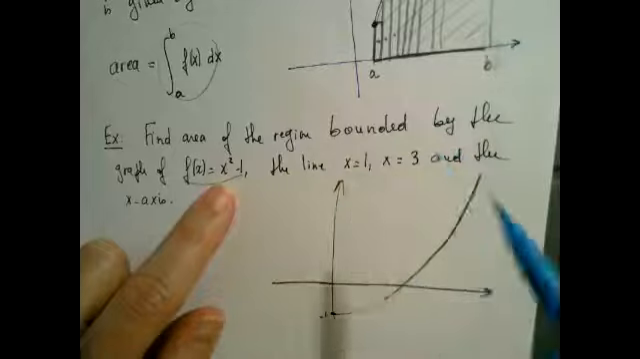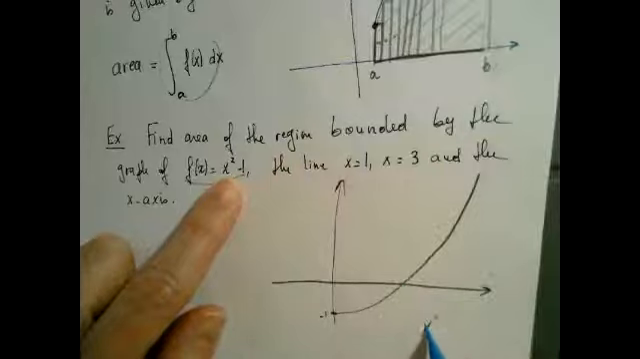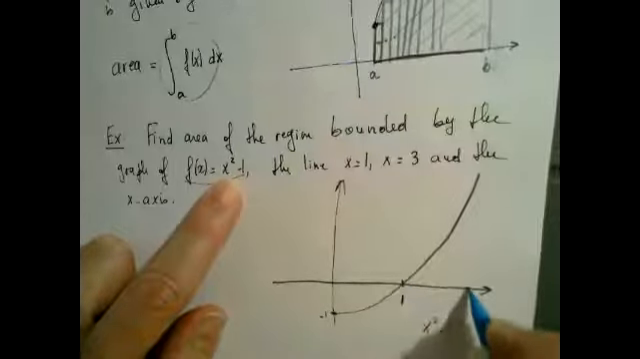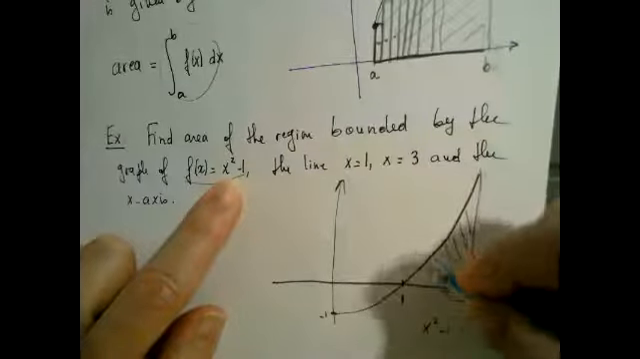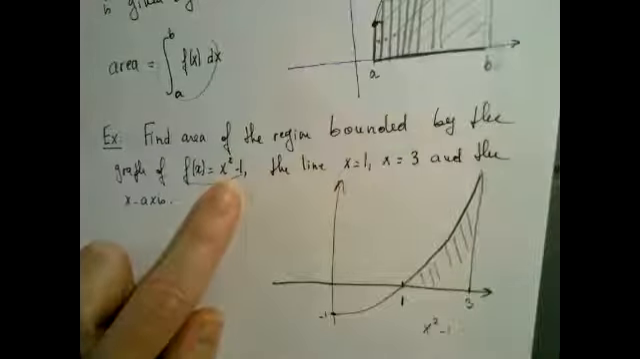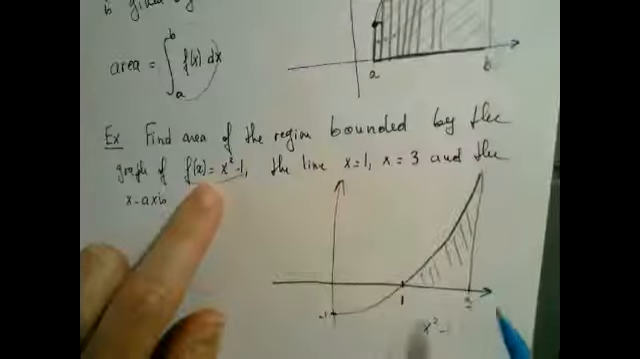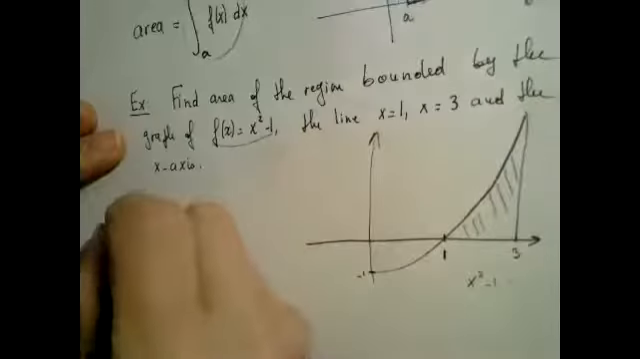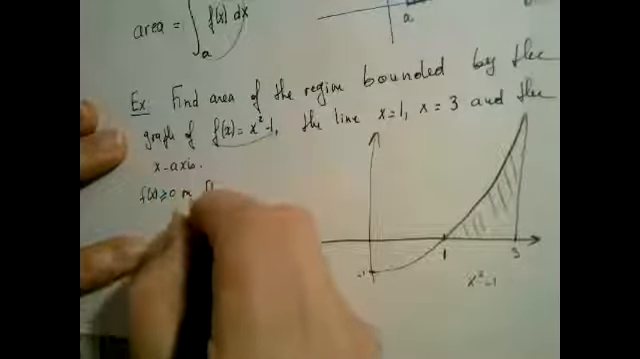The line x equal to 1. Now, what is the line x equal to 1? This parabola x squared minus 1 touches the x-axis when x equal to 1, because at x equal to 1, I have a 0. So this is my 1, and this is my 3. So this is the region I am interested in. f of x, the function, is positive in this region. Very crucial. The function is positive in this region. So f of x is positive on the interval 1, 3.